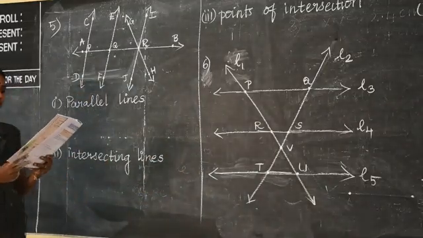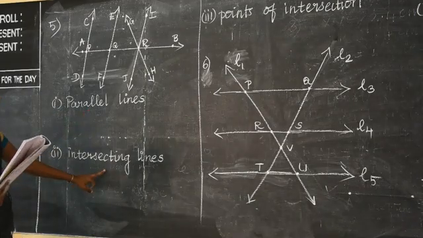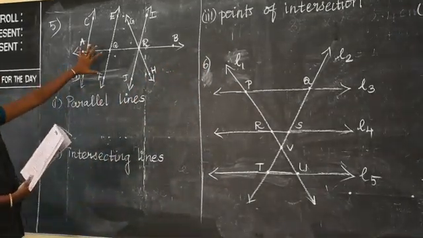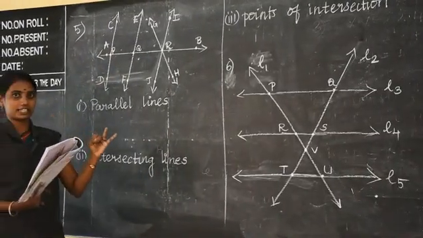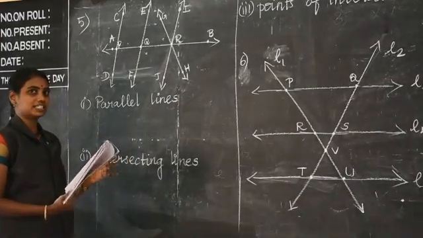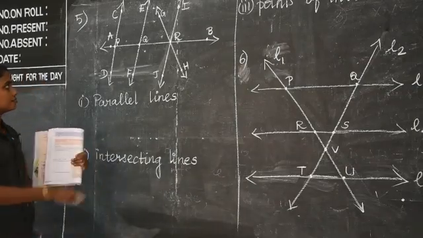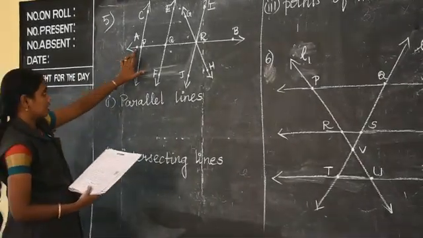Question number 5 is, from the given figure, name the parallel lines, intersecting lines, and points of intersection. This is our figure. Observe it. We learned parallel lines, intersecting lines, points of intersection. Parallel lines have equal distance between two lines or line segments. So observe the figure. The points are given. Listen here.